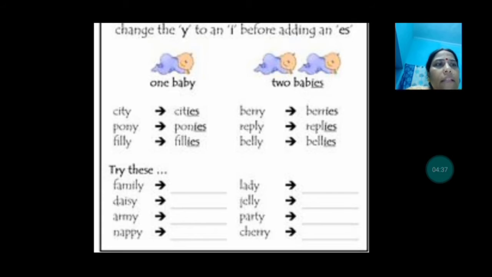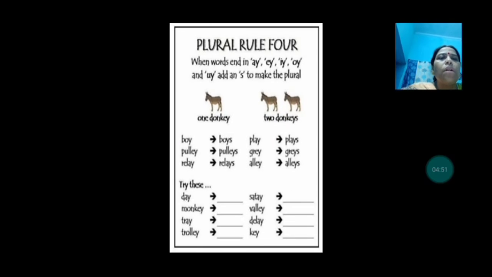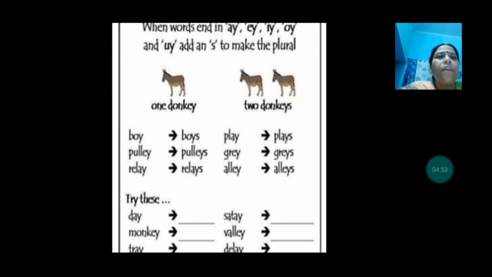Now, in the next one also you will do like that. Daisy, daisies, army, armies, nappy, nappies, lady, ladies, jelly, jellies, party, parties, cherry, cherries. So remove y, add ies. That will become the plural. Now see what we have seen: remove y and add ies.